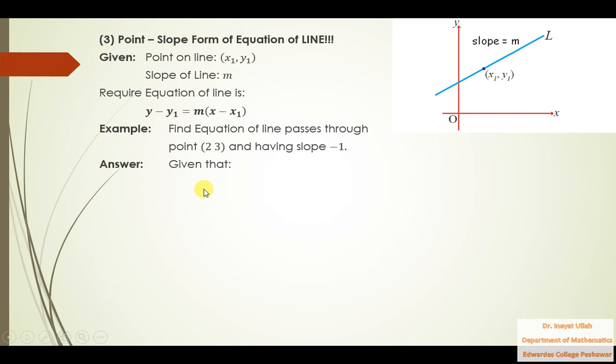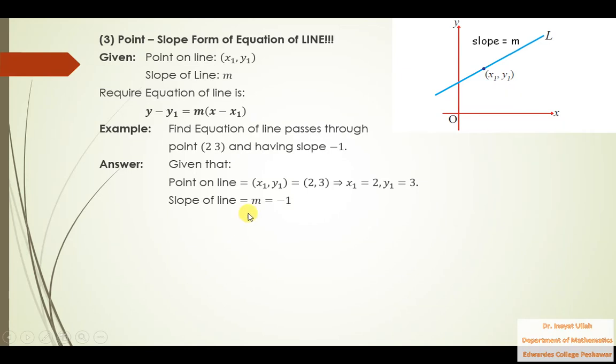The answer is the given data. Given data is we are given a point on the line. The point on the line is denoted by x1, y1. So x1, y1 is given to us as 2, 3, and comparing these two ordered pairs, we get x1 equal to 2 and y1 equal to 3.